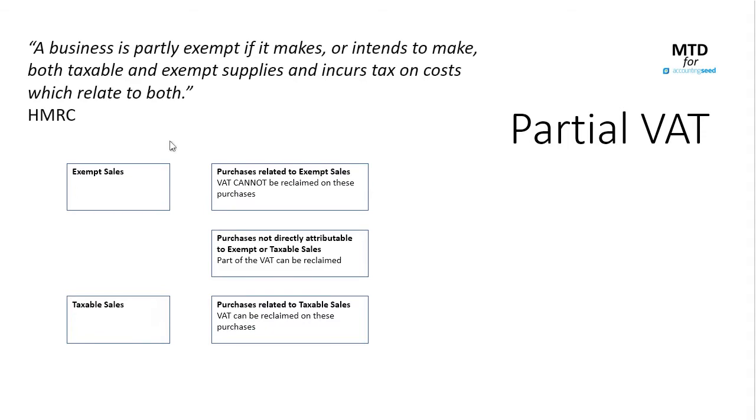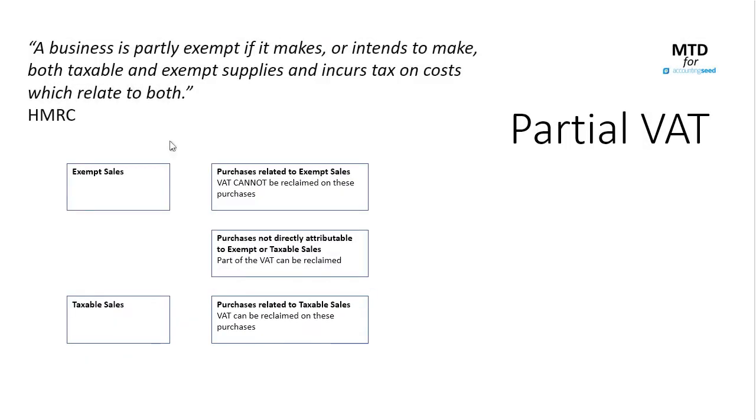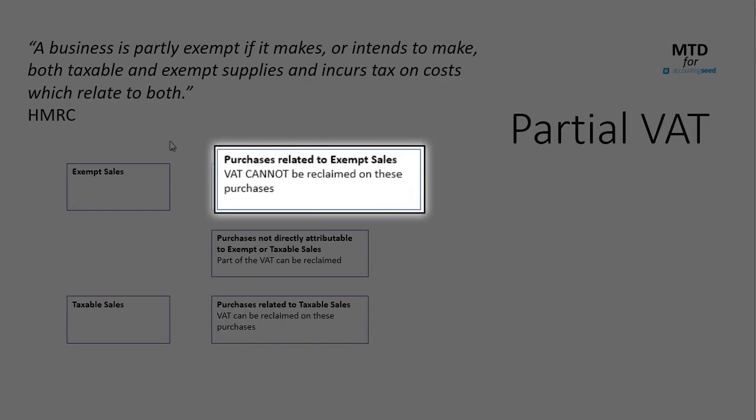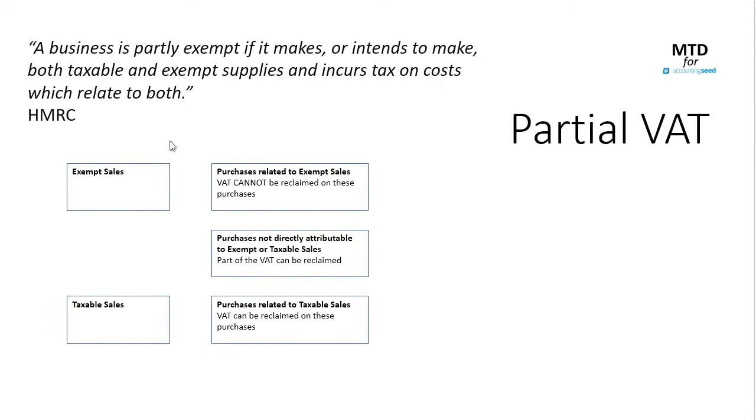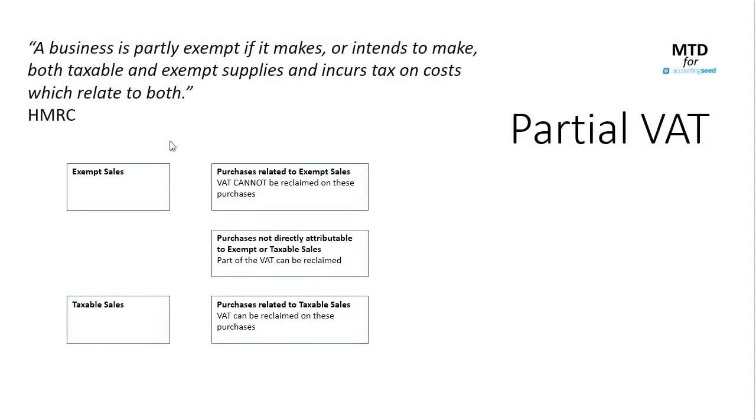For expenses related to taxable sales, you can claim the VAT, and with expenses directly related to exempt sales, you cannot. The problem comes with expenses such as administrative costs, which cannot be directly related to either exempt sales or taxable sales. These are allocated in proportion to the total exempt sales and the total taxable sales.